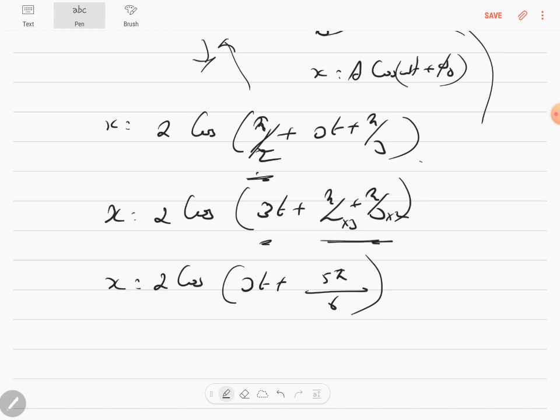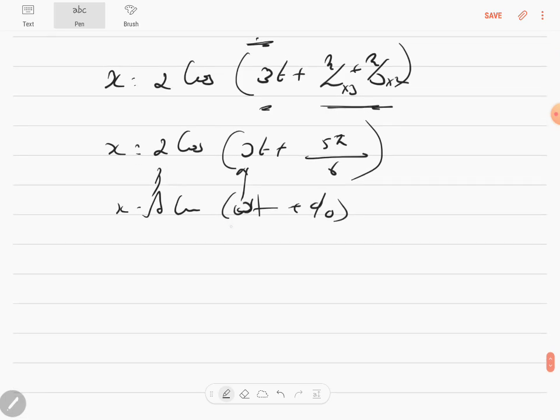So can you see that x = 2 cos(ωt + φ₀)? We got it in the form x = a cos(ωt + φ₀). Therefore, you know the amplitude is 2. You know omega itself is 3. When omega is 3, 2π/T is 3, so the time period is 2π/3. You can calculate the time period in seconds. You understand? Like that, you can write your answer.